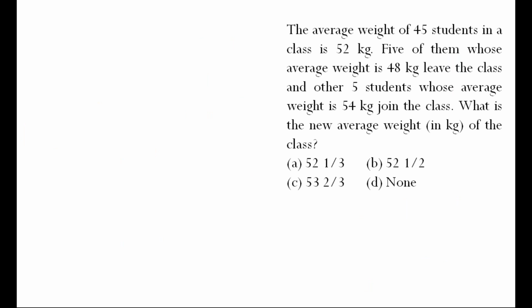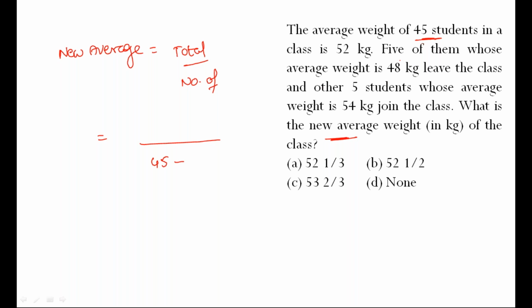Done. Good. Now see this question, friends. So definitely again we have an update, but finally they're asking you average. So we know again average is total by number of. But see this question, friends. Now initially 45 students is there. 5 of them leave and 5 students join. So totally 45 students only. Don't worry about the total number of students. But what is the thing? See that initially 45 students is there.